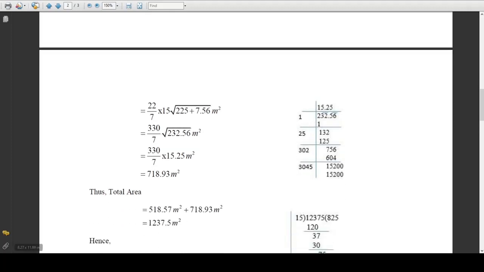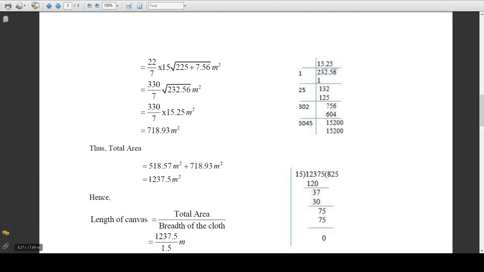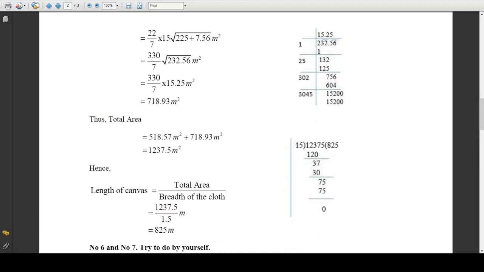portion. Now the total area is the sum of these two, 518.57 plus 718.93 would give us 1237.5 meters square. Hence the length of the canvas should be equal to the total area divided by the breadth of the cloth. Total area is 1237.5 divided by the breadth of the cloth, which is 1.5 meter. If you divide these two, you will get 825 meter.